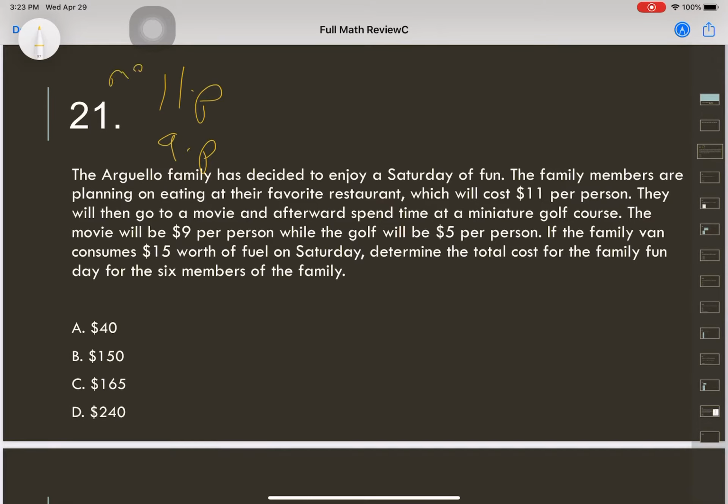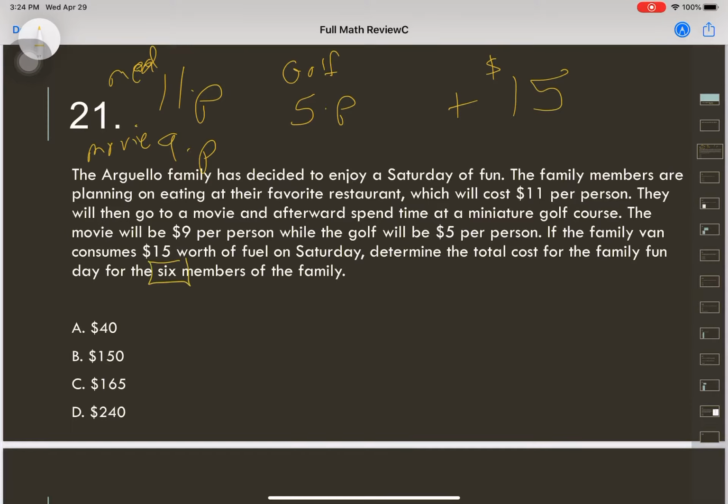So the meal will be 11. That's a really bad meal. The movie will be $9 per person. And the golf will be $5 per person. If the family van consumes $15 worth of fuel, it's just a general 15 because of the fuel they will use. Determine how much the total cost of the family will be for 6 members of the family.